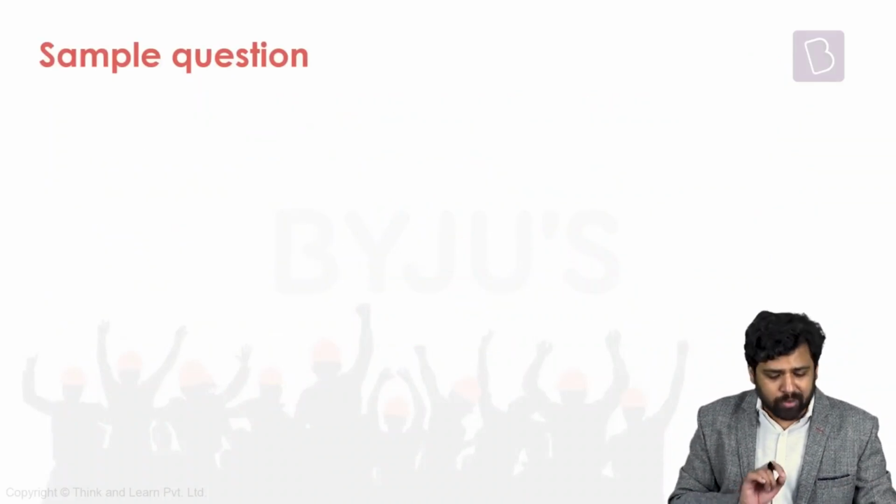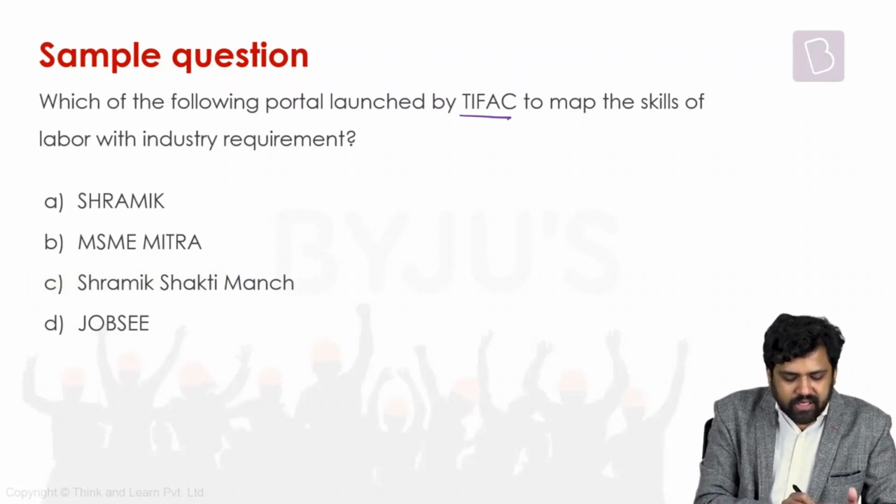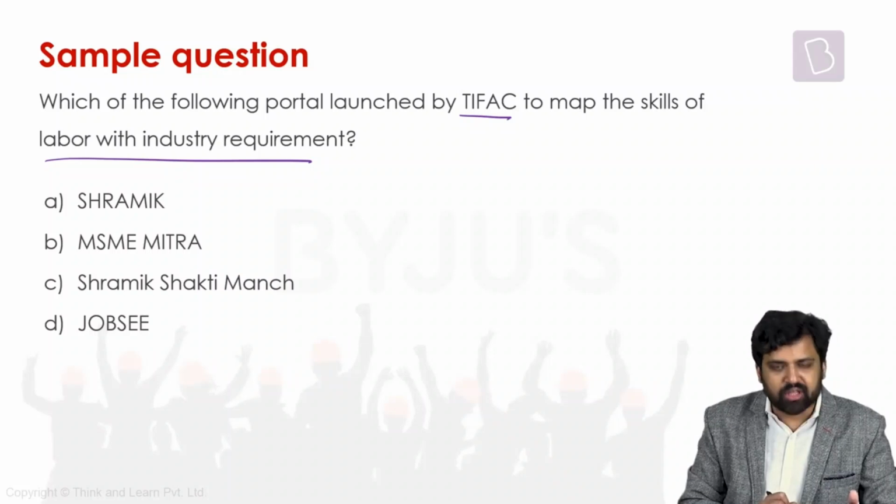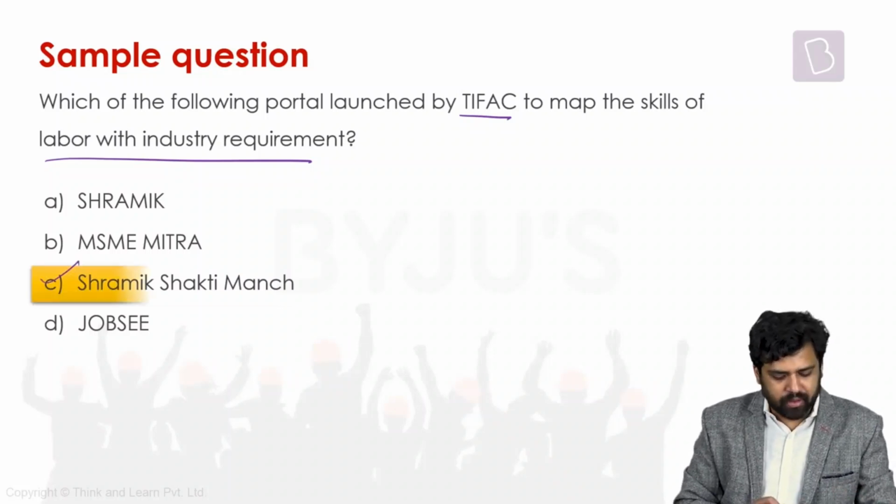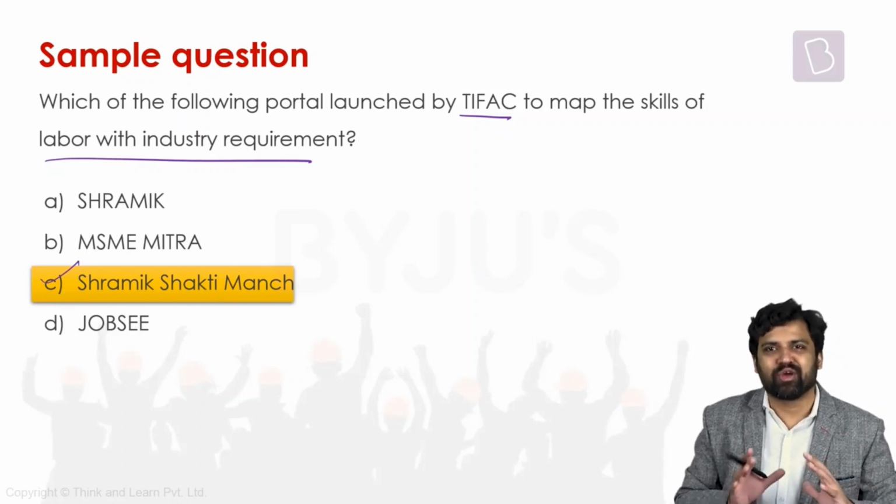But let's go to the question for this particular topic. Which of the following portals was launched by TIFAC to map the skills of labor with industry requirements? Shramik, MSME Mitra, Shramik Shakti Manch, Job C. This is kind of straightforward, so I don't think you should take much time on it. The answer is Shramik Shakti Manch, right? So I hope all of you would have got it correct, given that we started with this and have been talking about it. Right, so that's it from my end.